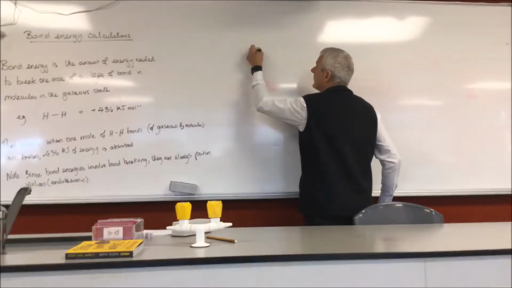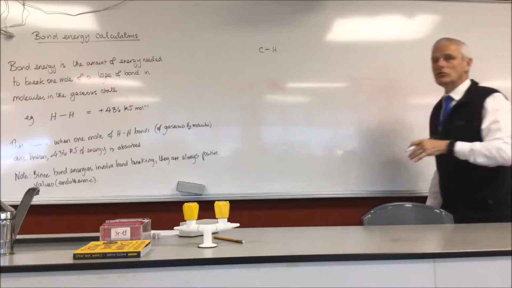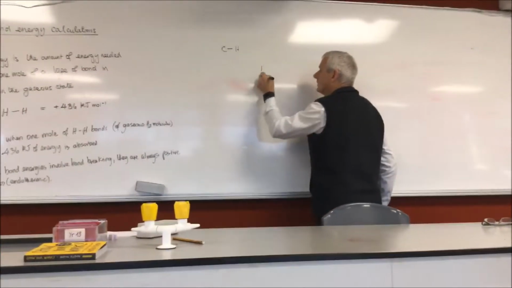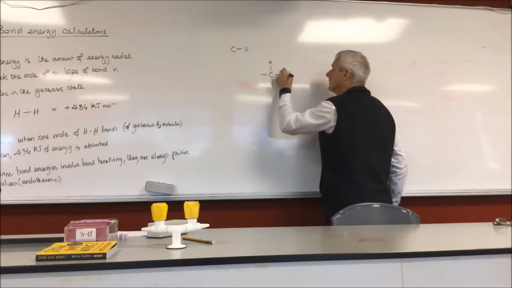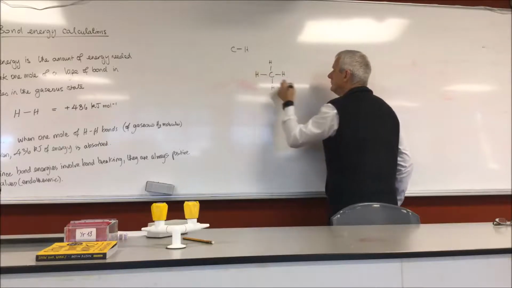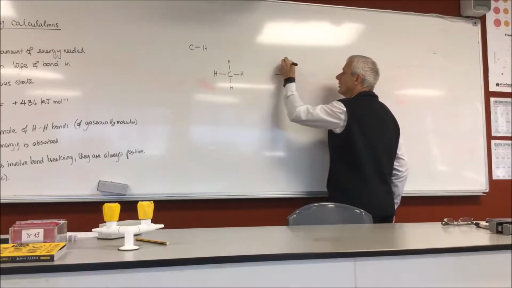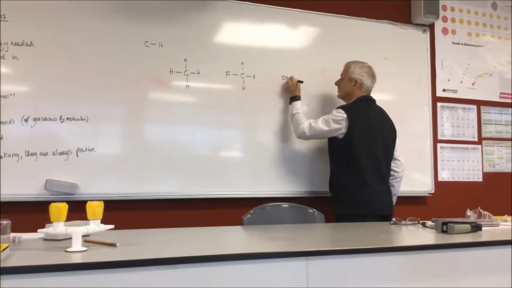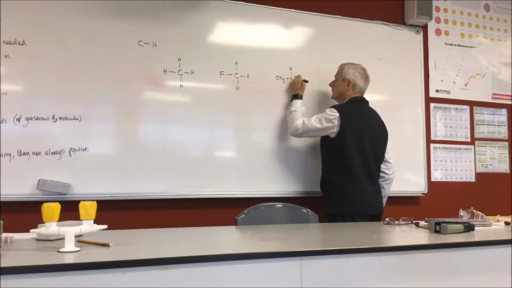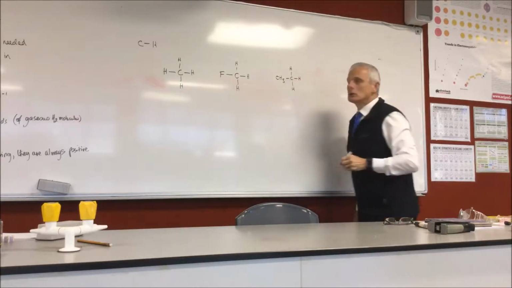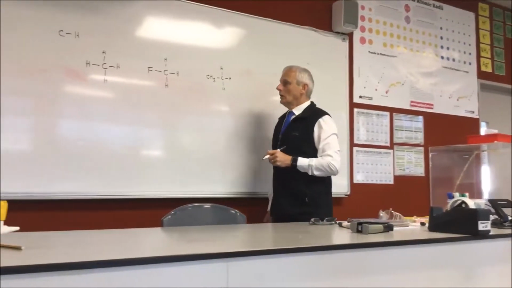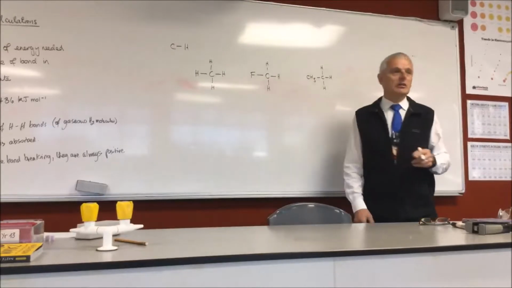If you look at a C-H, you don't need to write any of this down. This is just so you get things into perspective. If you look at these three molecules, they've all got C-H bonds in them. And you think, well, we can work out a C-H bond enthalpy, can't we?